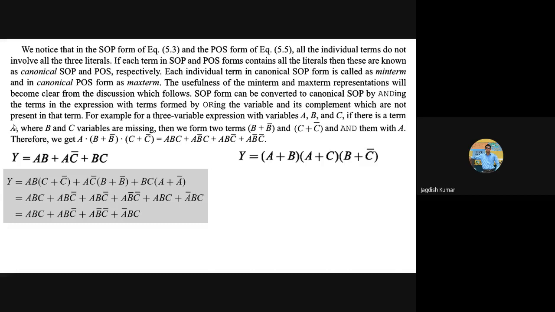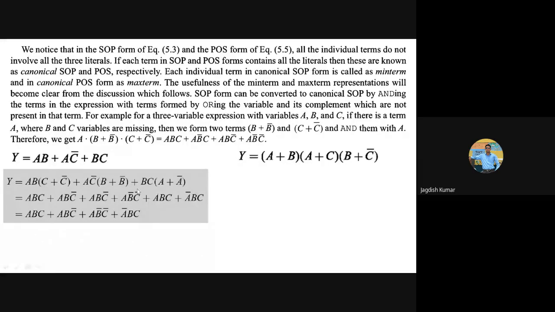Now let us take another form. Now this is POS, product of sum. But this is also not in canonical form. So now how to obtain from here the canonical product of sum form? Notice here what we did. This was AND, so we did OR here. Here it is opposite. Here is OR, so we have to do AND. How to do AND? Whichever variable is missing, we have to do what we have to do.